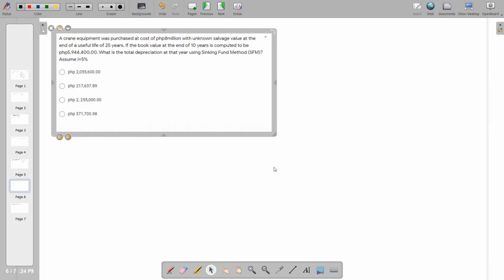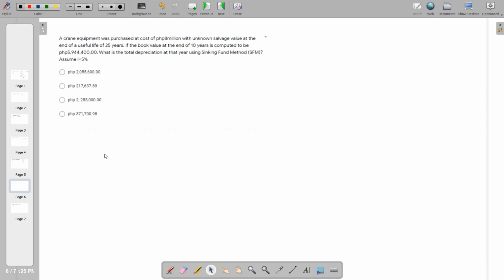Okay, so moving on to the next problem, we have the crane equipment was purchased for 8 million pesos with unknown salvage value at the end of the useful life of 25 years. If the book value at the end of 10 years is computed to be 5,944,400 pesos, what is the total depreciation at the year using the sinking fund method? So when dealing with SFM, laging may given niyang I at ang dapat tandaan, we should write yung useful life at yung kailangang end year, no? So in this case, 25 years yung L niya at yung N niya is 10 years. So ang unknown dito is D, what? Total depreciation at that year, or D10.